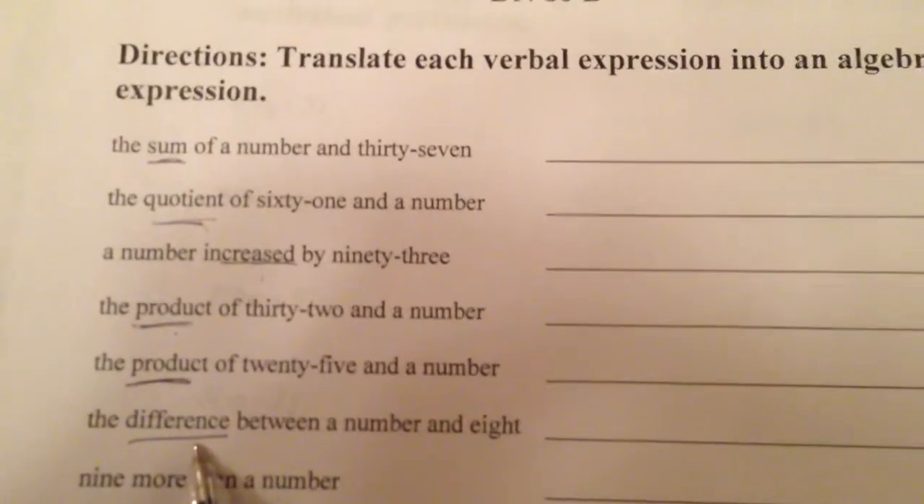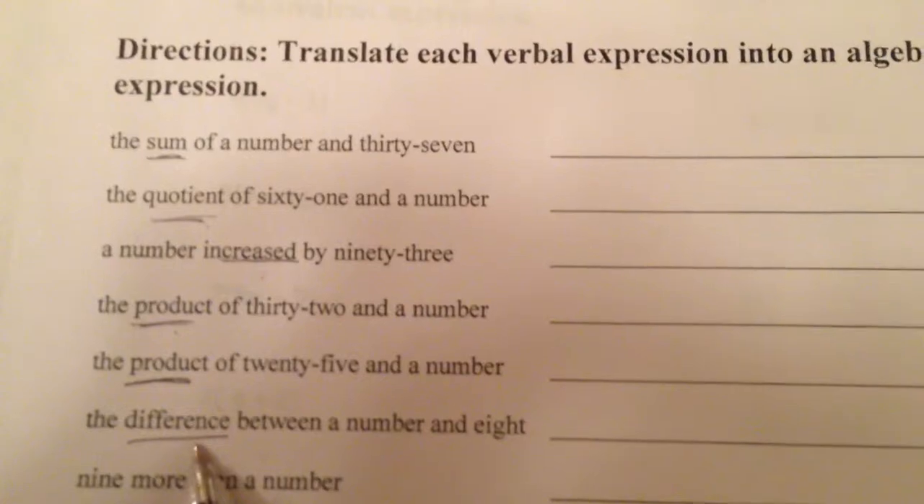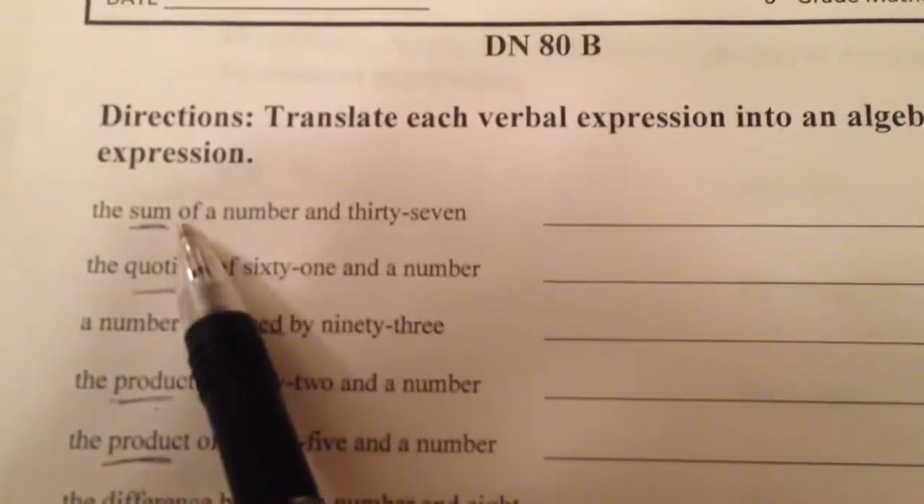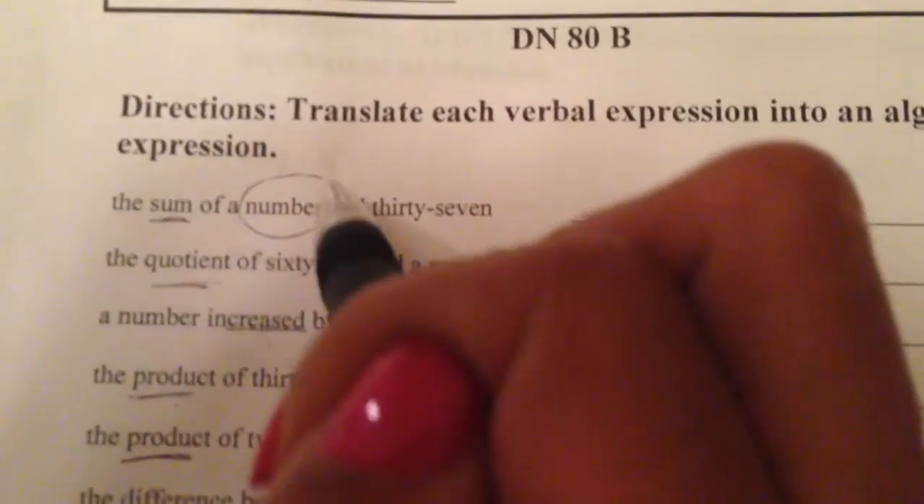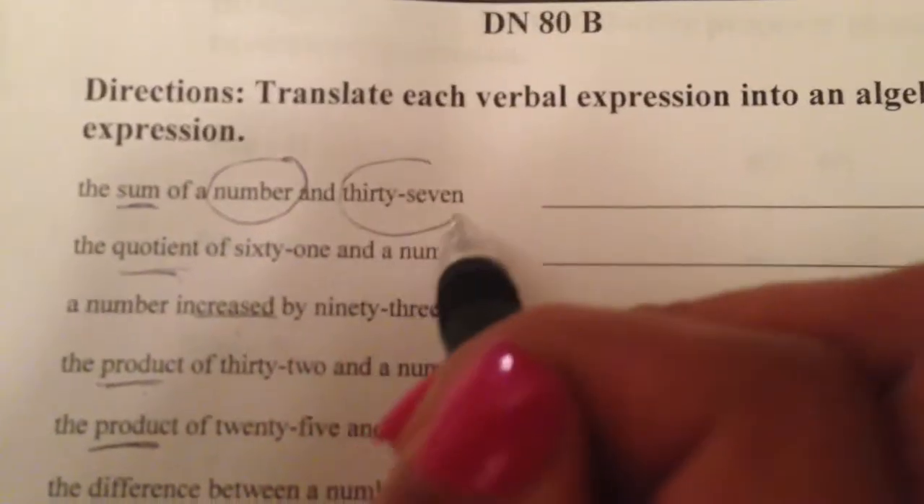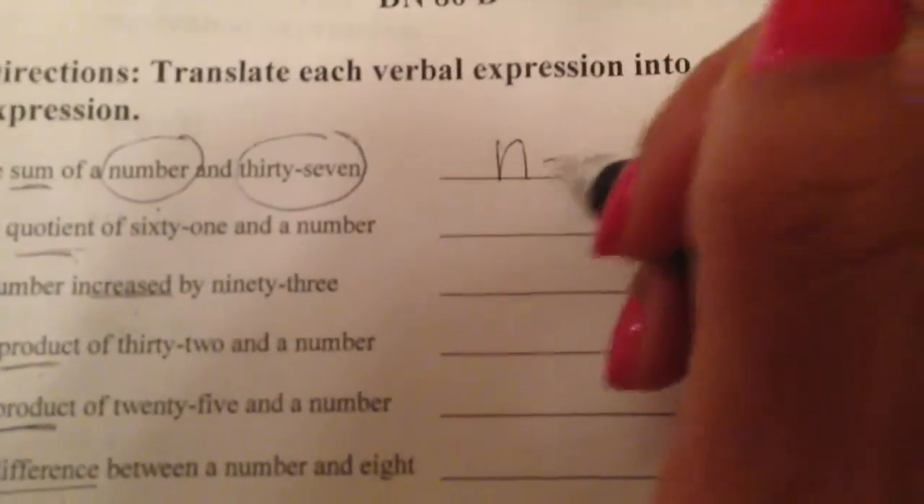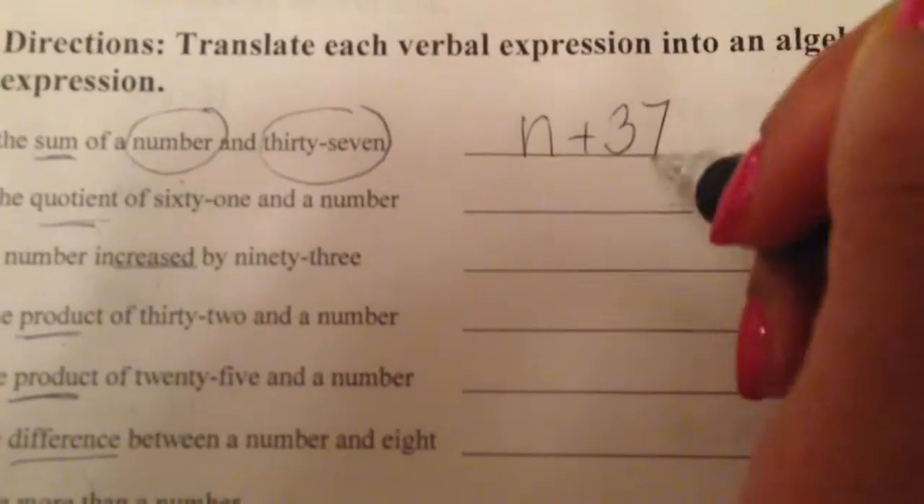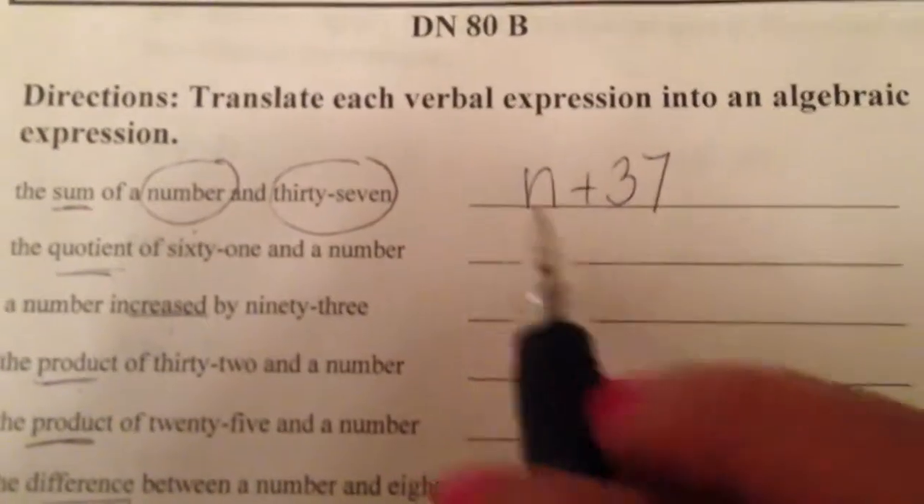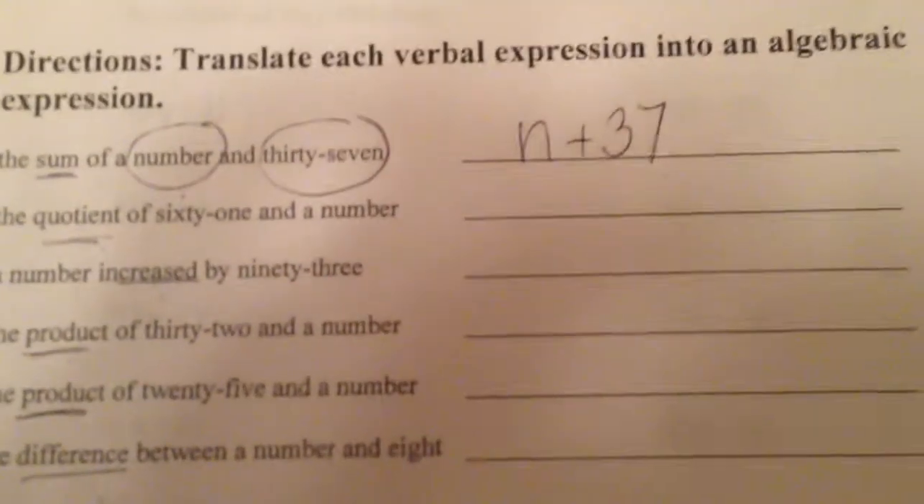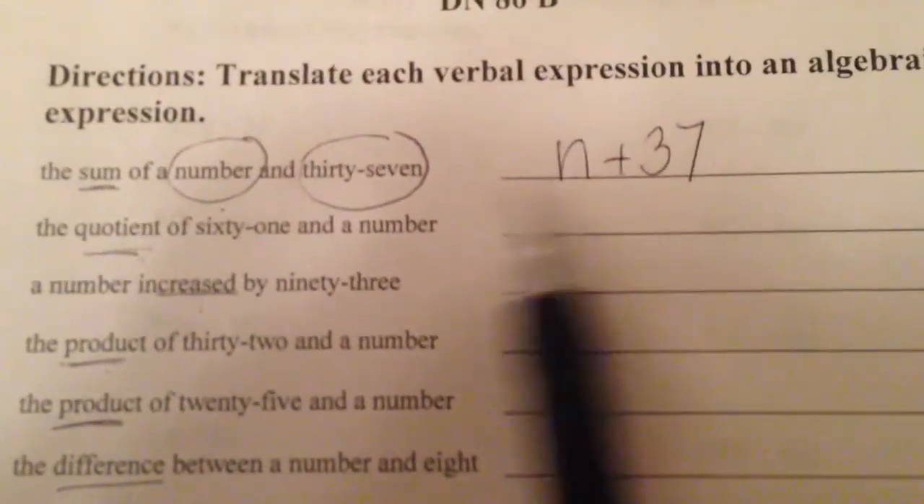All of these are going to be algebraic expressions. There is a number we don't know. So we're going to just start with the first one. The sum of a number, we don't know what this number is, and 37. So it's some number added to 37. So I'm going to write n plus 37. It doesn't matter if it's 37 plus n. This can go back and forth. It's commutative, meaning I can switch them.